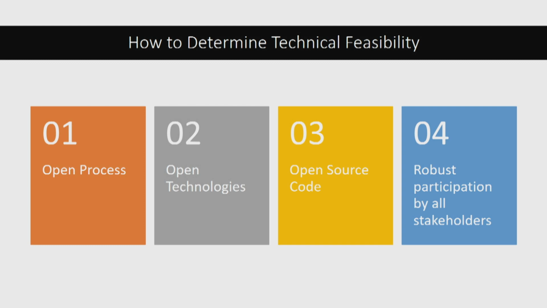We believe that the only way to really know is through an open process, using open technologies in an open source model, and through robust participation. That's the only way the community at large can determine for itself if a given scenario is feasible or not. There's no one company or one person or one government that would be able to determine that. So it requires an open process.